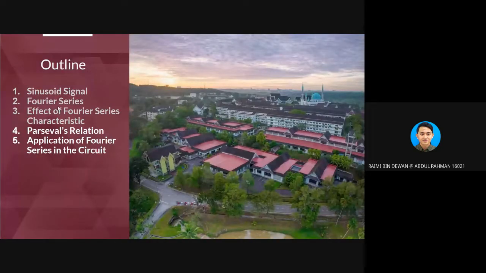So we touched on the sinusoidal signal in the previous week. You are getting to know about Fourier series. With Fourier series, we try to visualize the periodic time domain signal from the frequency view, and the effect of Fourier series characteristics. These first three were touched on last week. Now we will go to the Parseval relation and the applications of Fourier series in circuits.